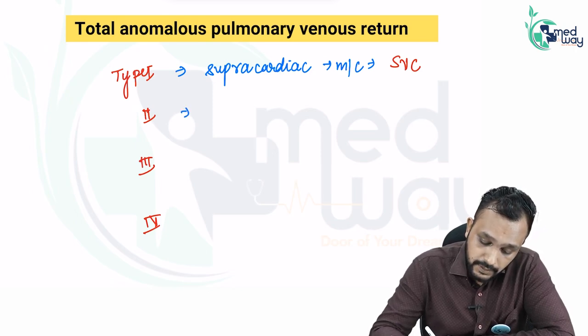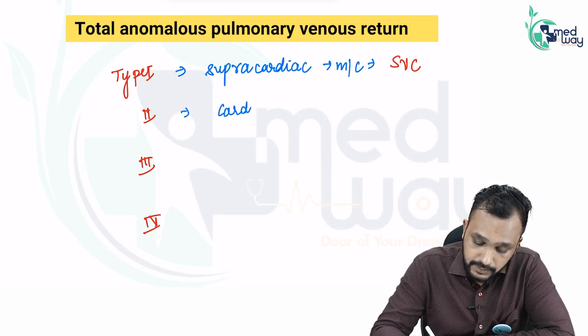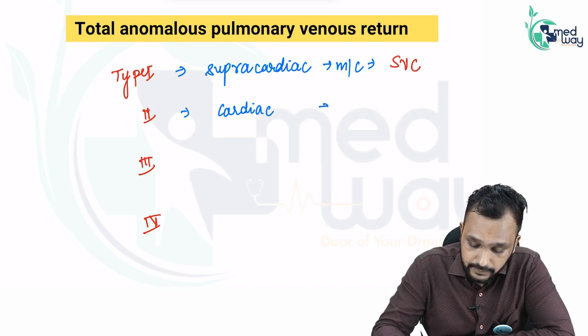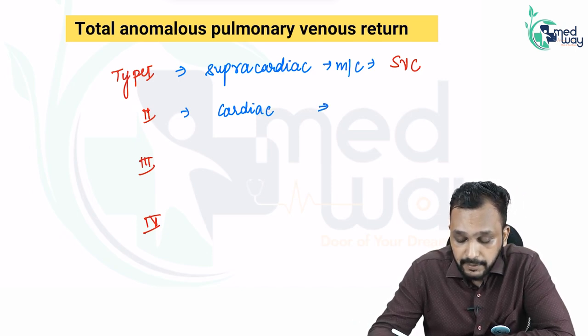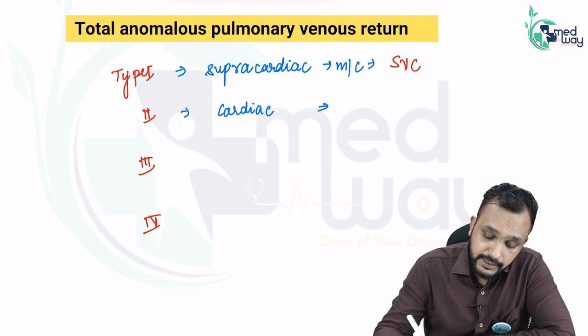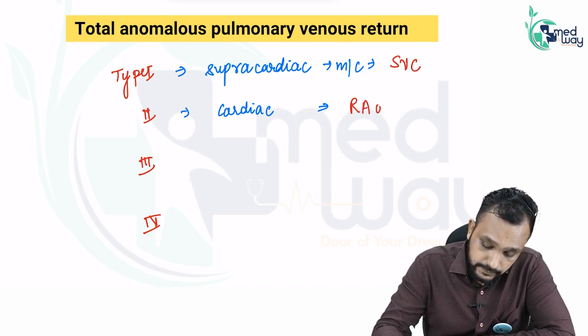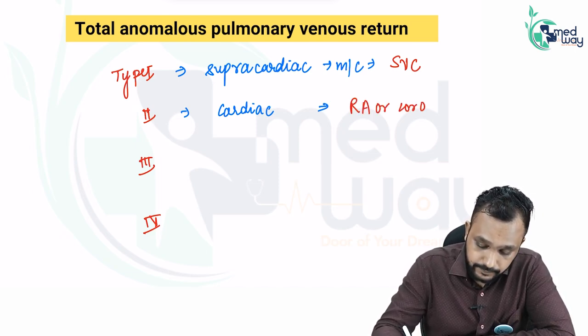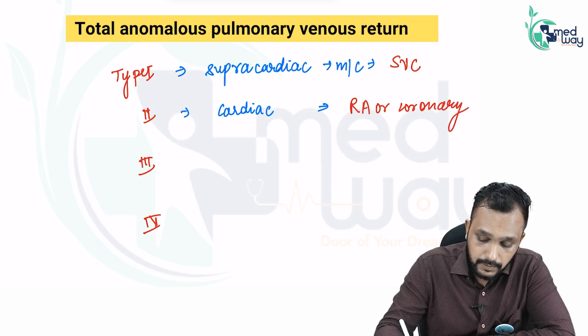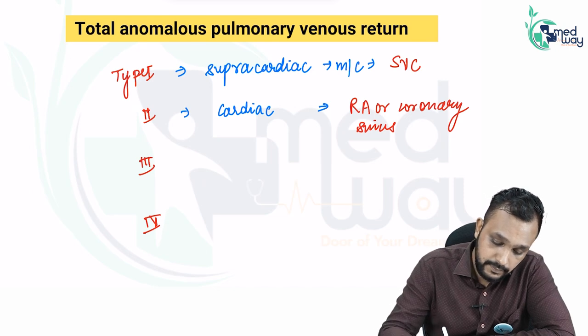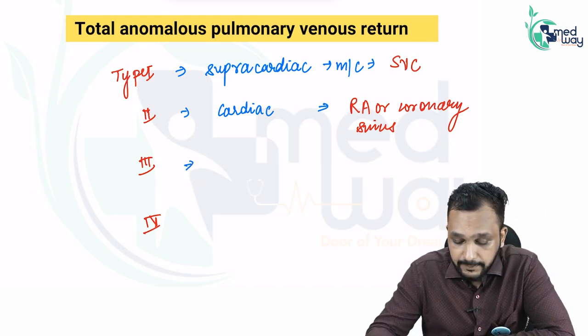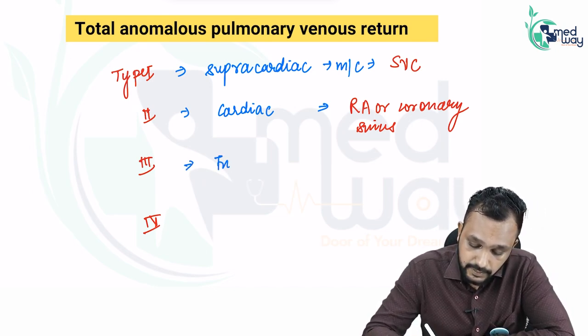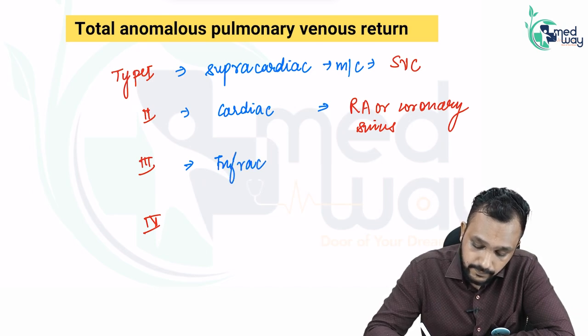Then you have the type 2, which is cardiac, right? Here all the pulmonary veins are draining into the right atrium or coronary sinus. Then you have type 3, which is the infracardiac type.